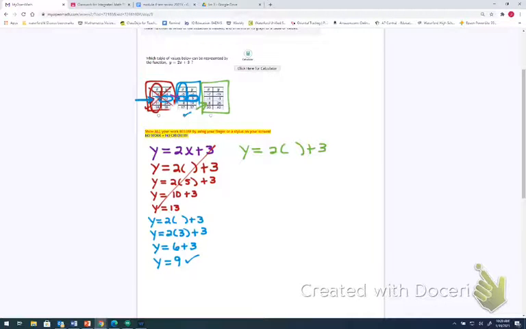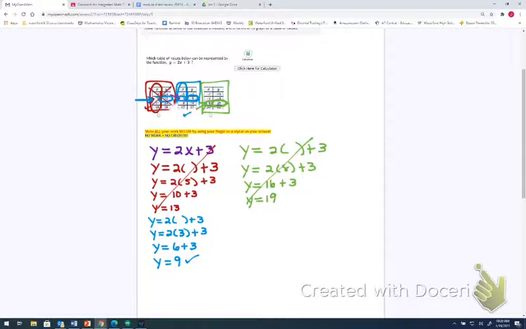The third one's 8. So y equals 2 parenthesis 8 parenthesis plus 3. So y equals 2 times 8 is 16 plus 3. So y equals 16 plus 3 is 19. Now, if you go back and look, when x is 8 in the table, the y is supposed to be 26. And see how it doesn't work. So the only one that actually worked was the middle one, and so the middle one is the one that we select.